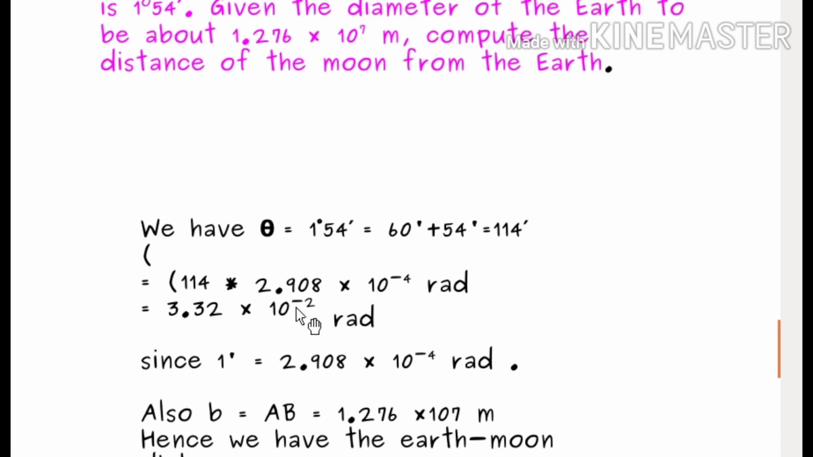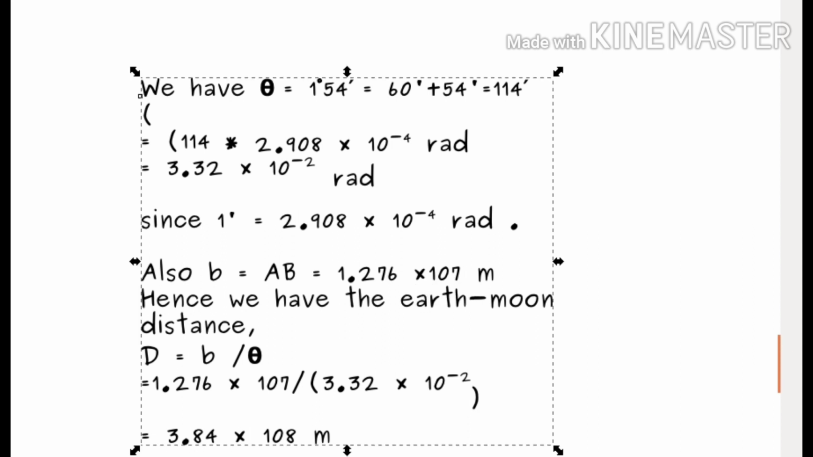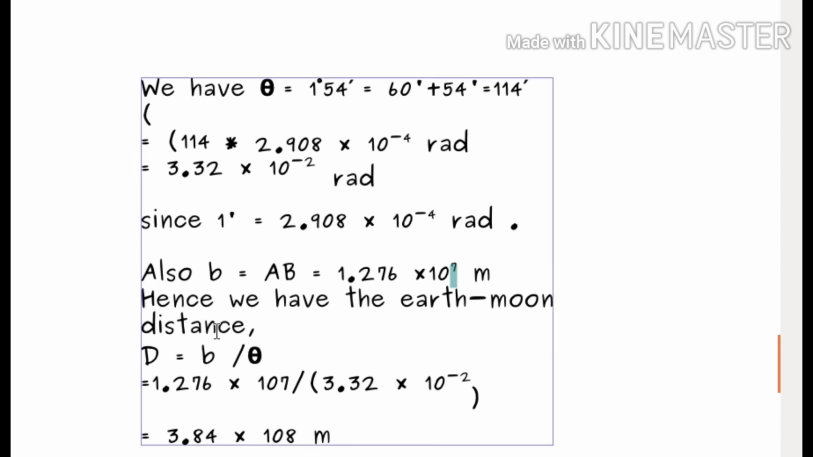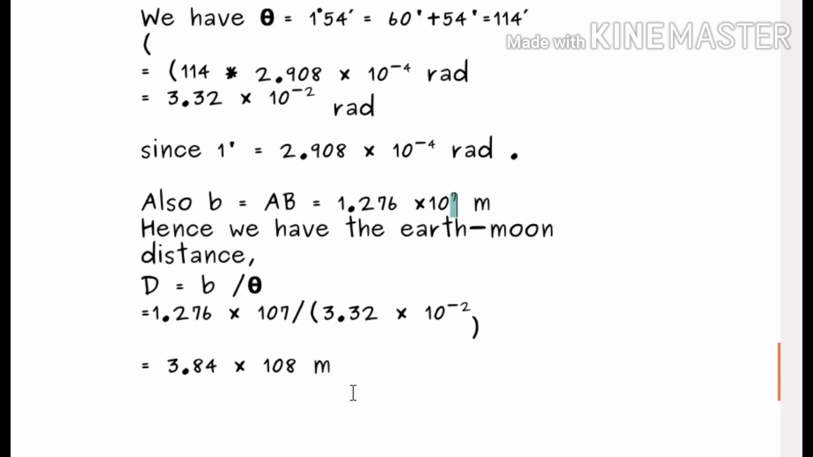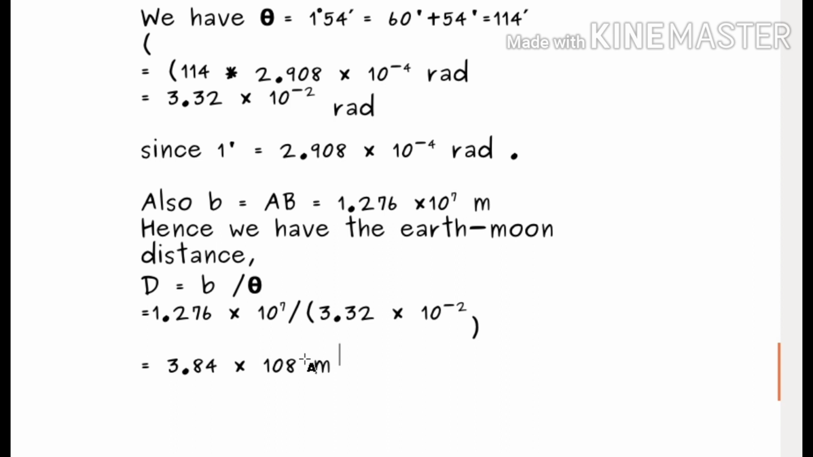So can I use the formula? Yes, of course we can, because the baseline AB is also given. The value of baseline AB is equal to 1.276 into 10 to the power 7 meters. So we have the Earth-moon distance. By using this formula you can easily calculate. You know the rules of base and exponent, so you can simply solve this and you will have the answer 3.84 into 10 to the power 8 meters.